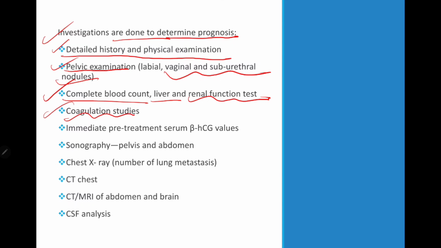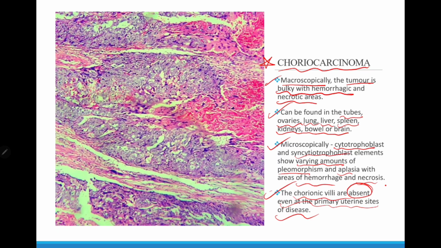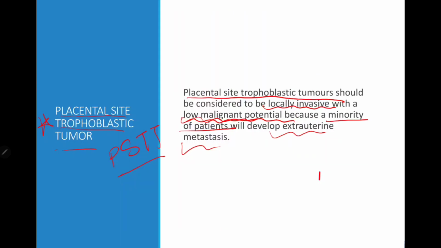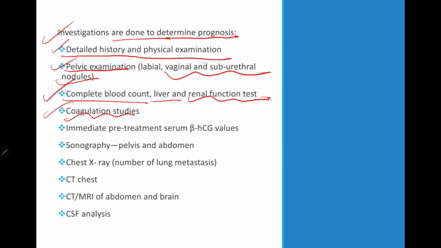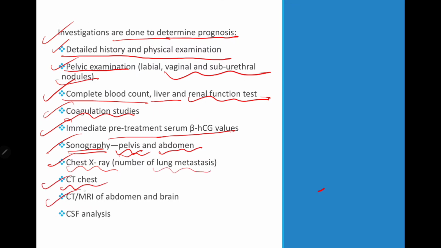Now I think you will understand why you need to take liver and renal function test, because choriocarcinoma can invade into liver, spleen, kidney, bowel, brain also. That is why you do liver renal function test, coagulation studies, immediate pre-treatment serum beta HCG values, sonography. In sonography you need to look for the pelvis as well as the abdomen. Then chest x-ray to look at the number of the lung metastasis, CT chest, CT MRI of abdomen and brain, CSF analysis. So these are all the investigations that are done to determine the prognosis.